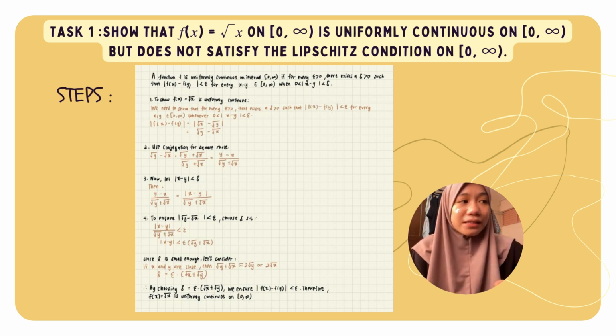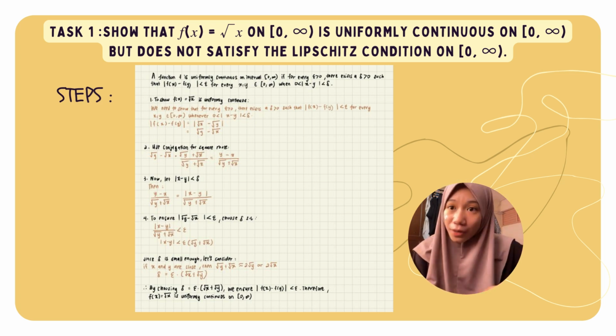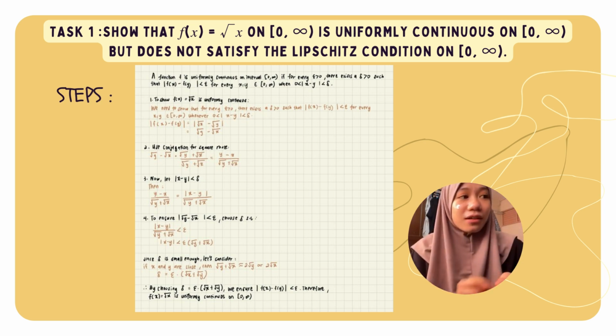Then y minus x divided by square root y plus square root x, we get in modulus x minus y divided by square root y plus square root x. And to ensure that modulus square root y minus square root x is less than epsilon, we choose delta such that in modulus x minus y divided by square root y plus square root x is less than epsilon.